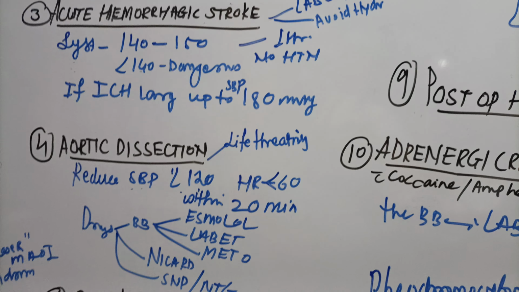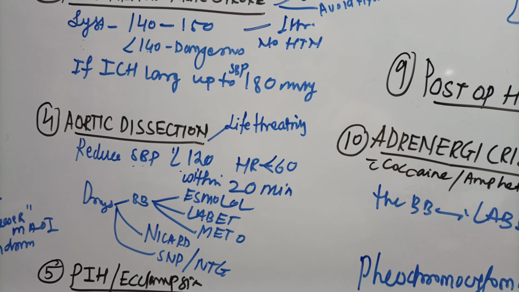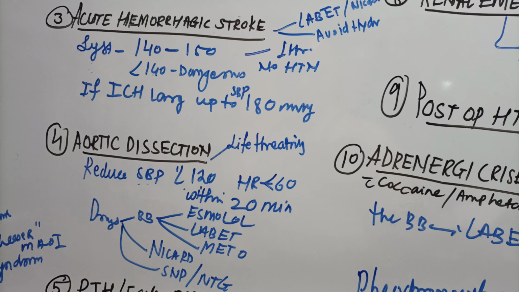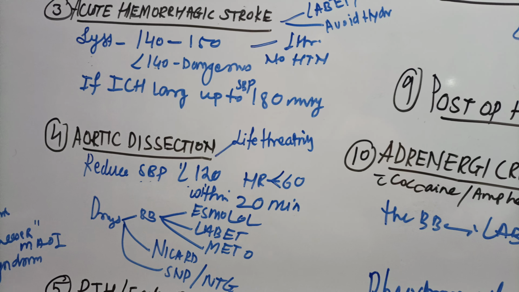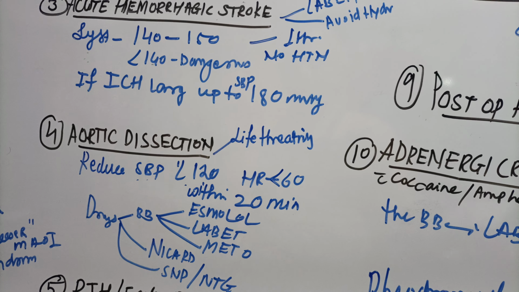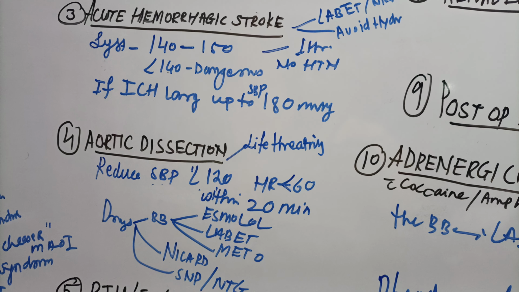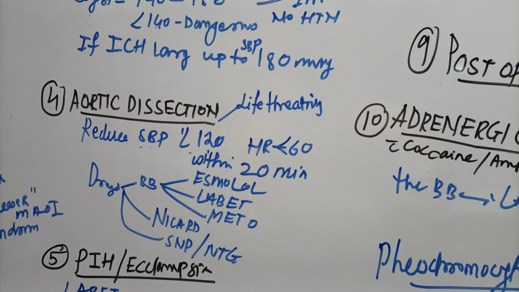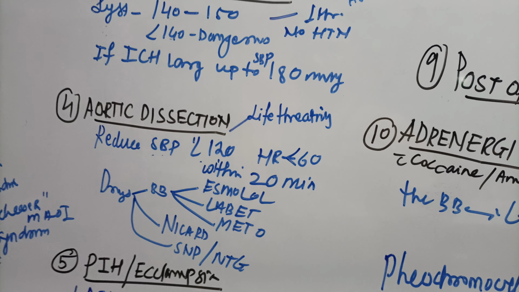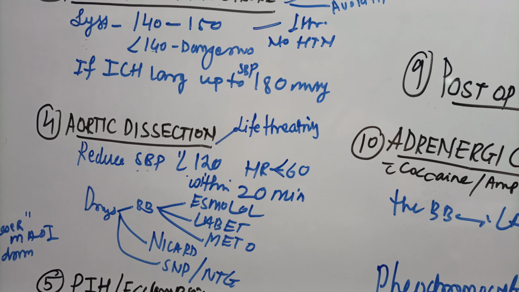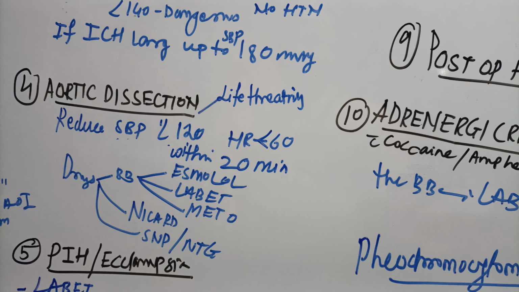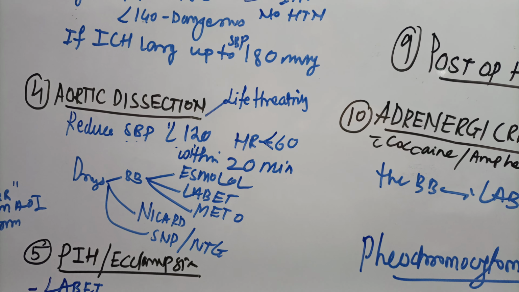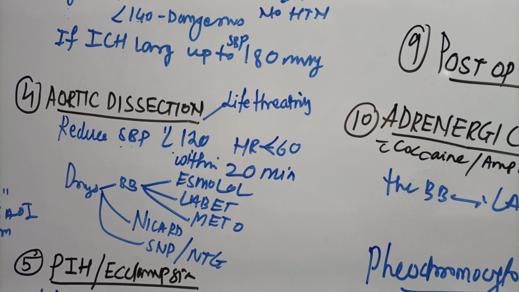In aortic dissection, it is a life-threatening situation. So systolic blood pressure should be reduced to 120 or less millimeters of mercury, and heart rate should be reduced to less than 60 per minute within the first 20 minutes. Most commonly used drugs are short-acting beta blockers like esmolol, long-acting beta blockers like labetalol, metoprolol, then nicardipine, SNP, that is sodium nitroprusside, and nitroglycerin.